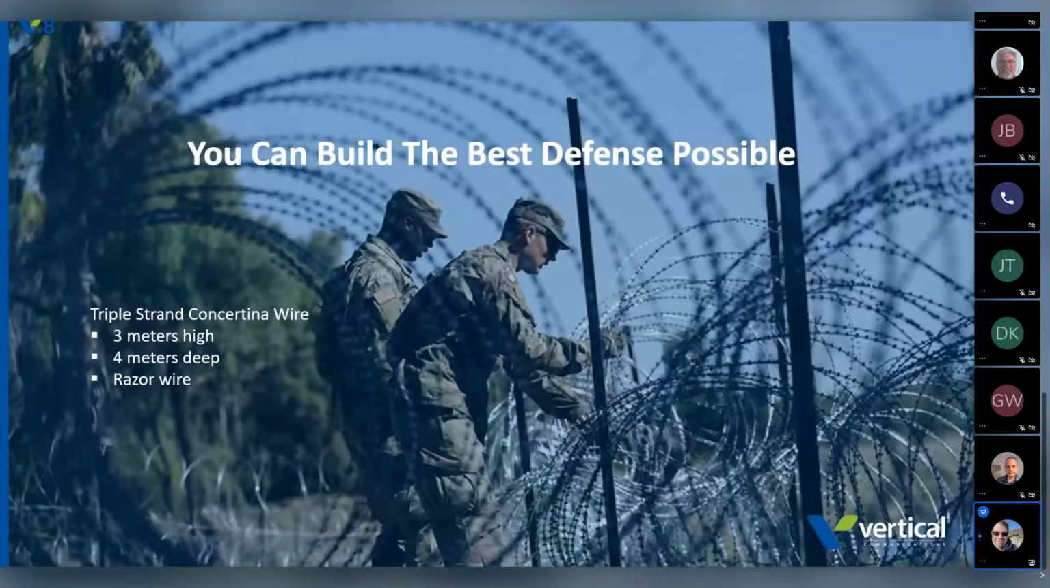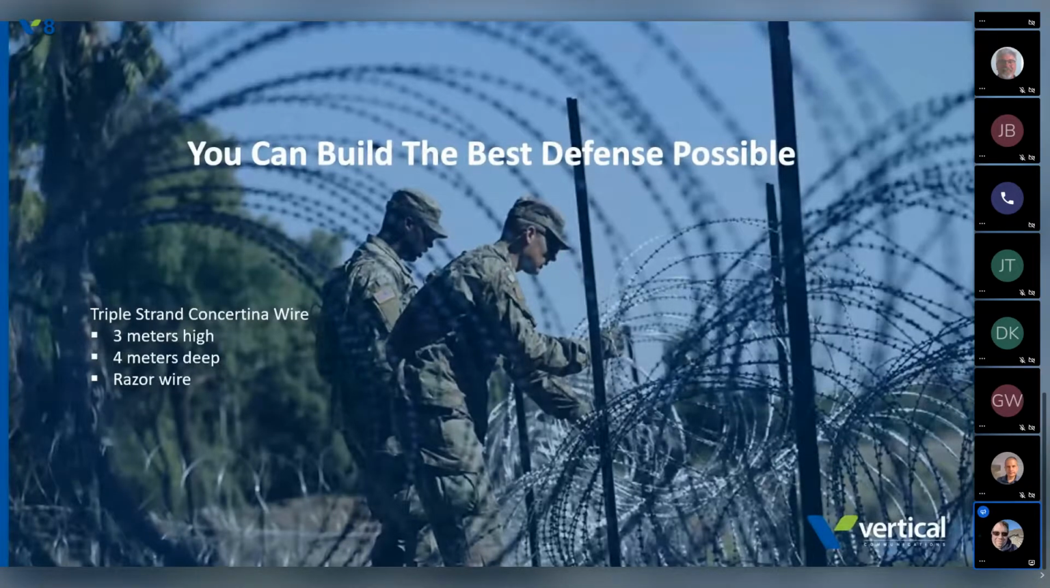And these guys are building what we consider the best way to protect a defensive emplacement possible, which is called triple-strand concertina wire. It's basically a piece of wire with a bunch of razor blades on it, with 3-meter high and 4-meter deep sets of rolls of wire all built up so that nobody can walk through it, nobody can get through it at all. And you think, well, that's great. I can leave that and I can feel secure.